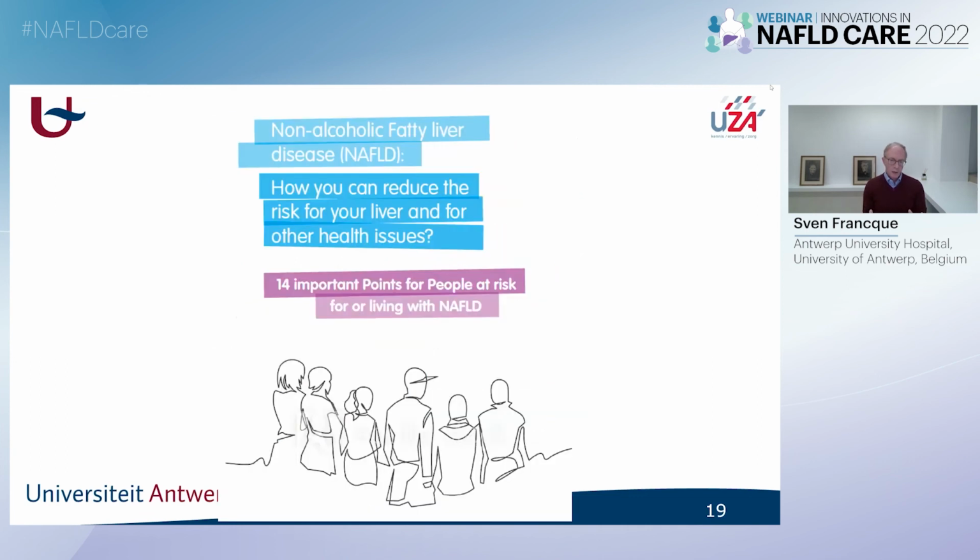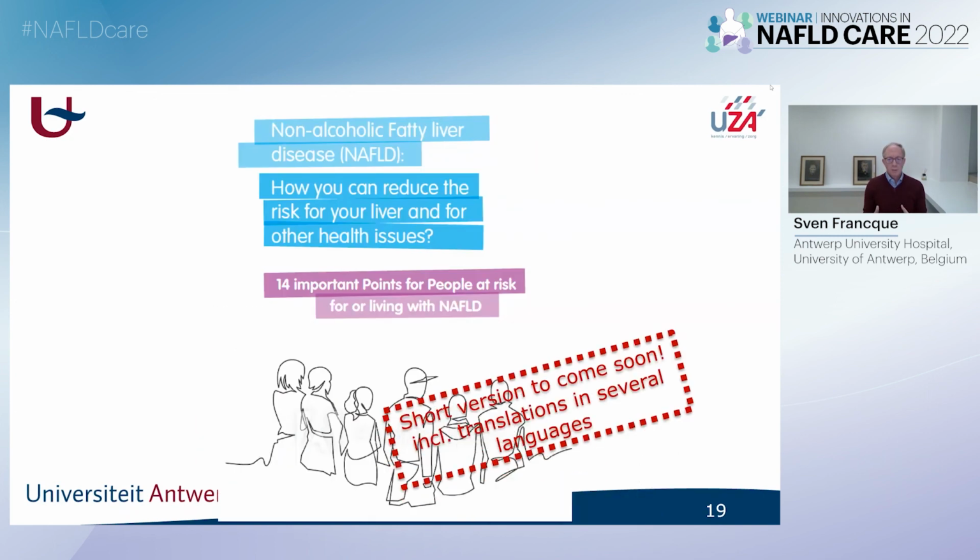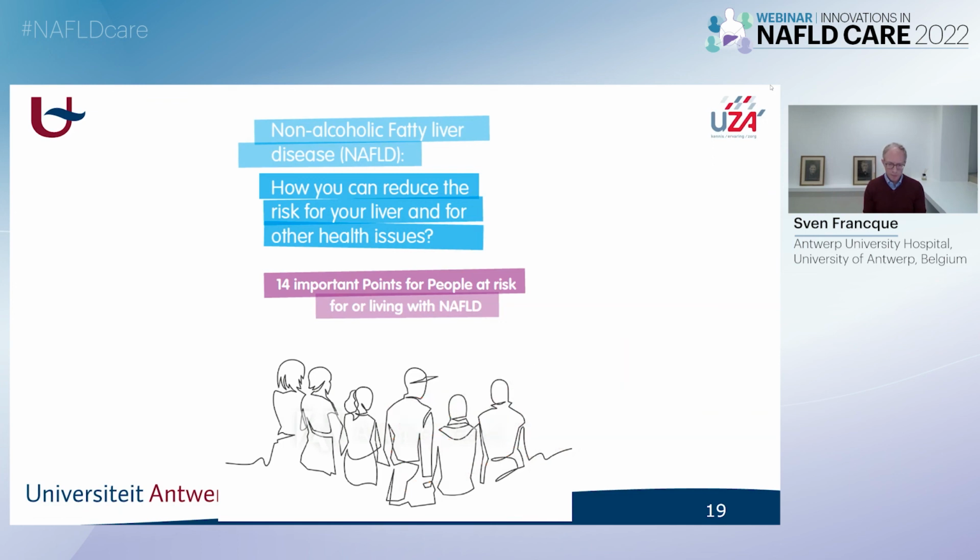As I said, it's a very large document. We are now working on a short version. You see here a draft of the front page, 14 important points for people at risk for or living with NAFLD. These cover the different chapters and then refer to the large document for more information, but it's more easily accessible and readable. And we also hope that this will be translated into different languages. For the whole document, that's probably a little bit difficult, but for this short version, this should be perfectly feasible.